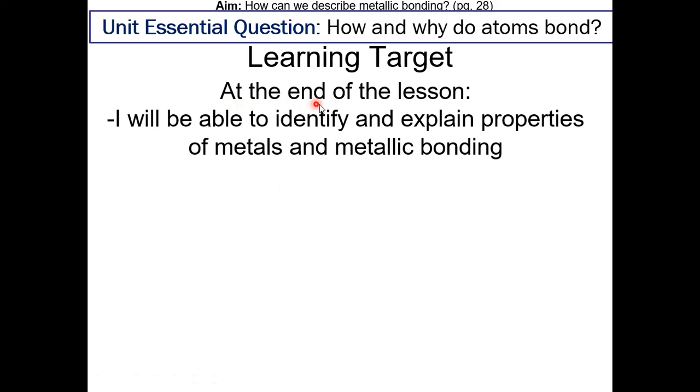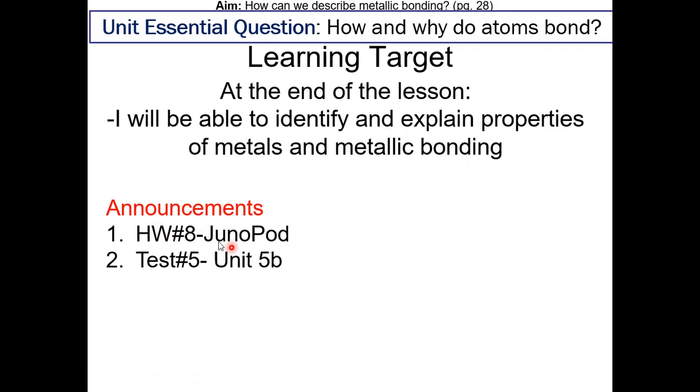Learning target. At the end of the lesson, I'll be able to identify and explain properties of metals and metallic bonding. Homework number 8 will be a Junipod part based off this lesson. The next exam will only be on Unit 5B, the covalent bond.